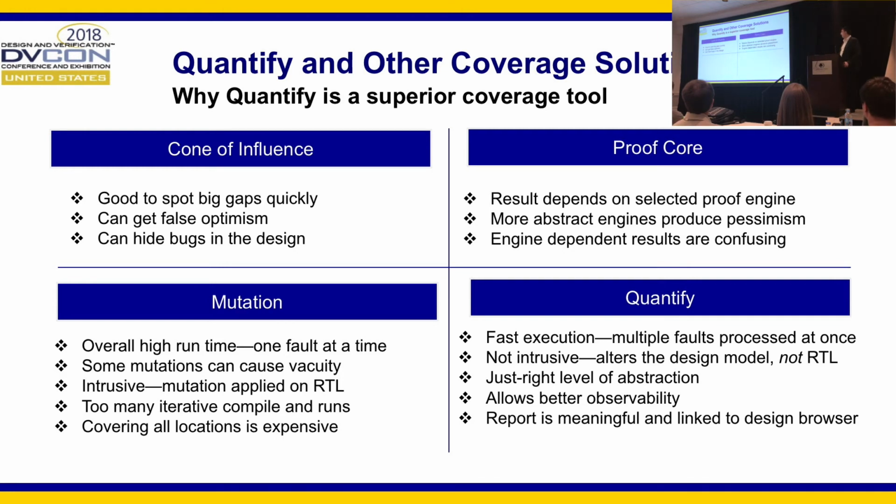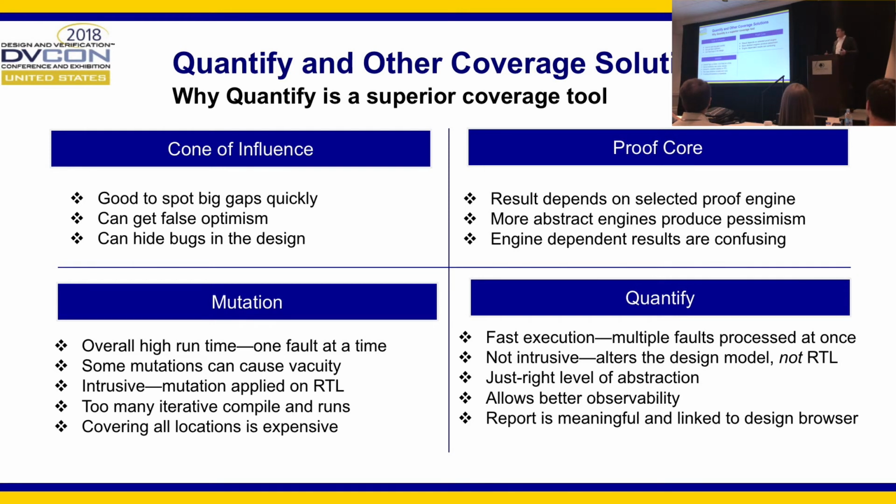Then next is proof core. Again, results depend on the selected proof engine. As opposed to cone of influence, this is actually pessimistic and depends on the proof you're using. You can abstract much more away and actually get less coverage than you really have. I'm going to talk about that in a minute.